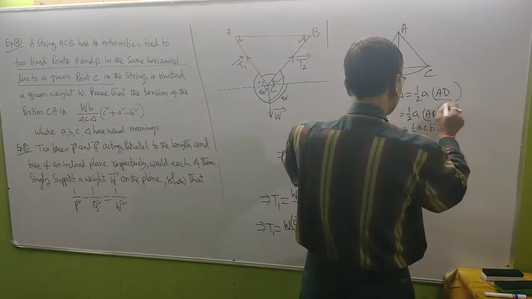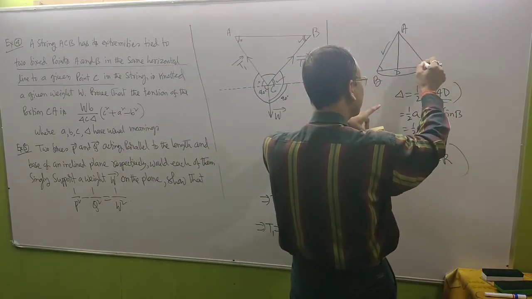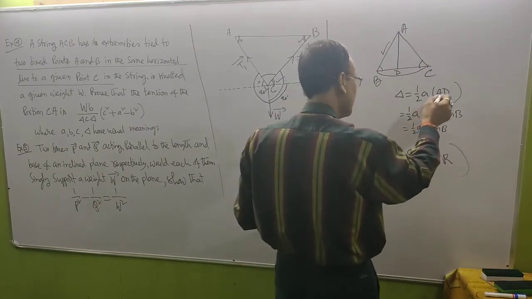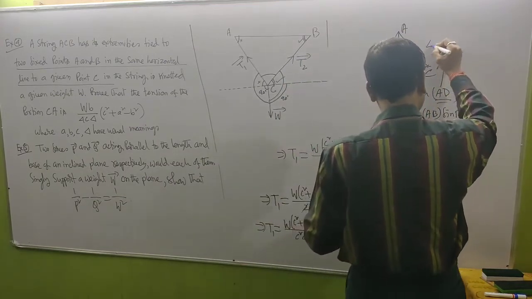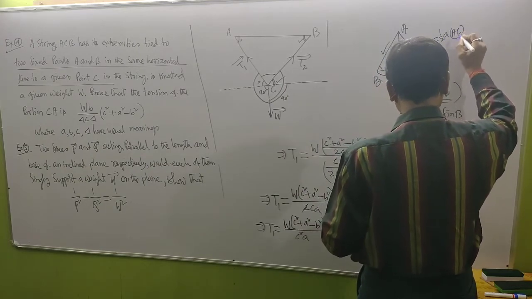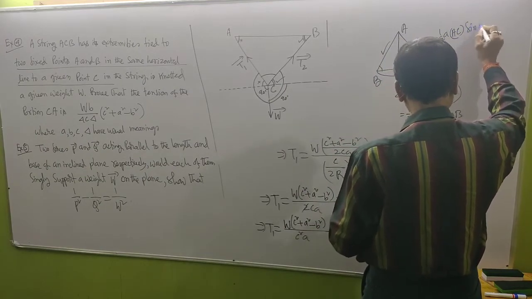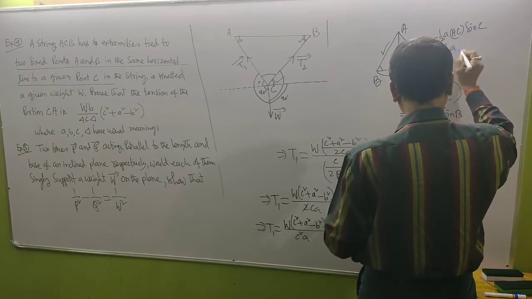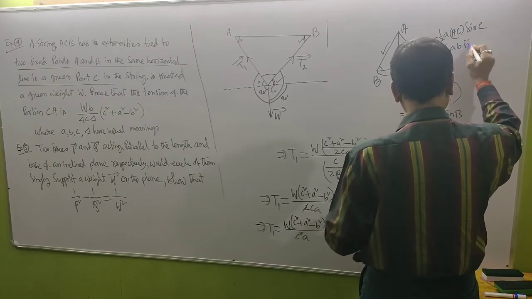If you take AD equal to AC sine C, then delta will be equal to half of A into AC sine C. This is equal to half A. What is AC? AC is equal to B sine C.